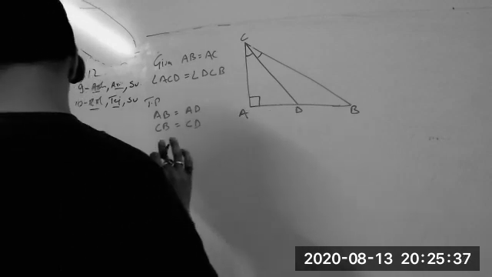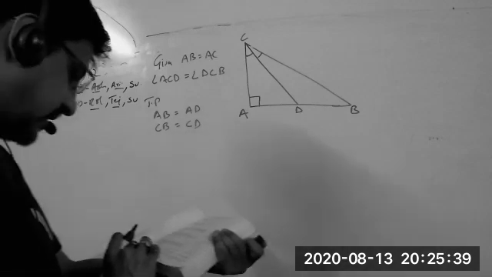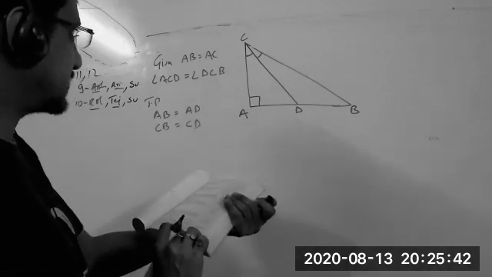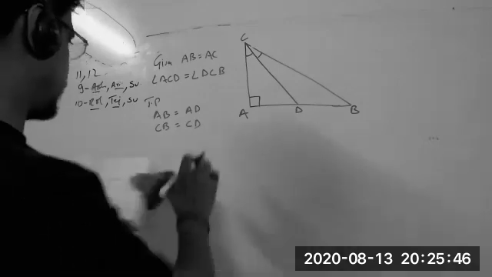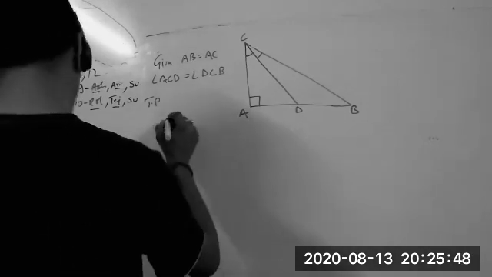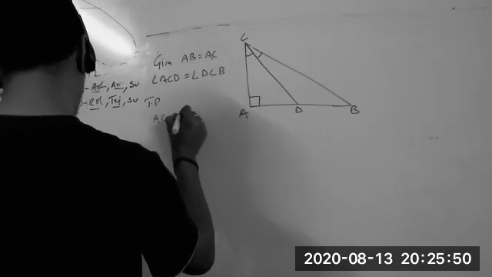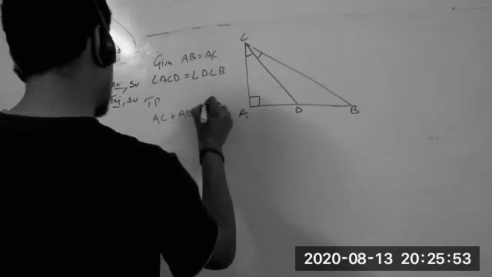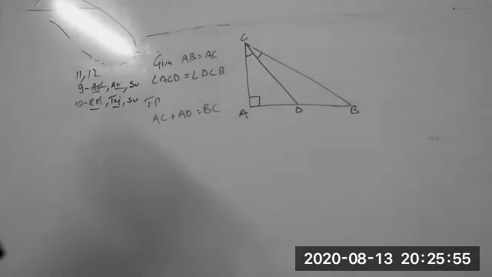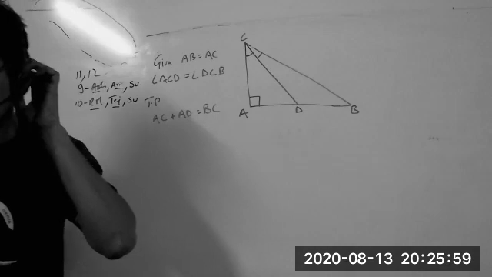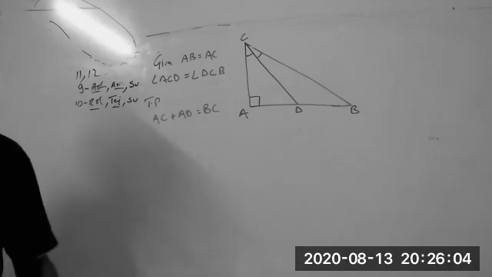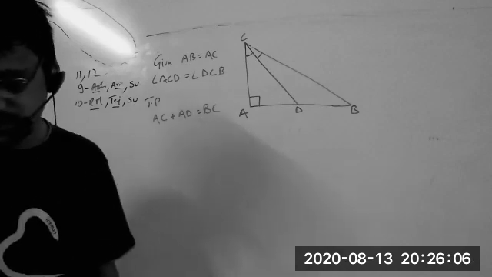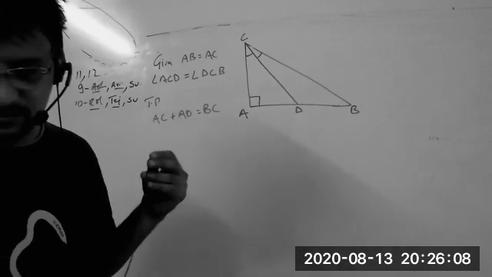Sorry, I'm doing the other. Ninth question. ABC is right angled such that AB is equal to AC and the bisecting angle intersects AB at D. Prove that AC plus AD equals BC. This is what we have to prove. Did you understand the question? You tell me, respond back. Yes, sir.